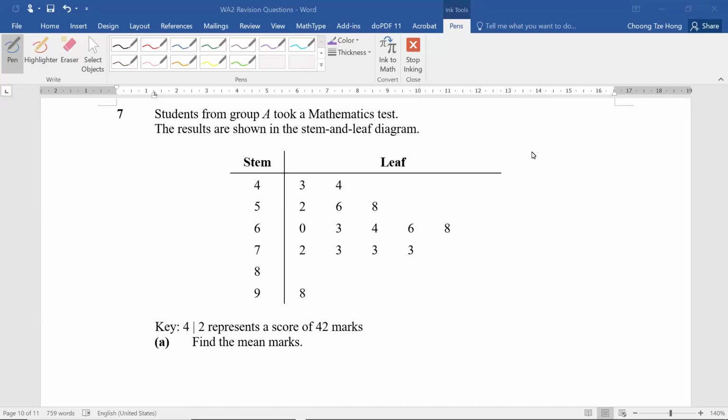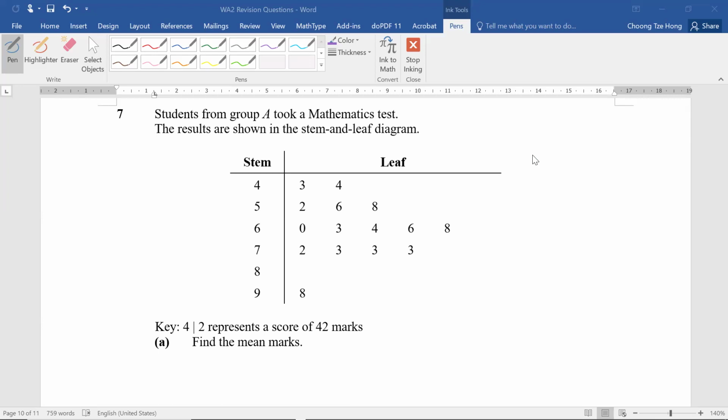Hi students, in this video I'll be going through the JYSS 4E 2020 Prelim Mathematics Paper 1 question 90. So this is a question regarding the stem and leaf diagram as well as mean and standard deviation. Okay, so let's read the question.